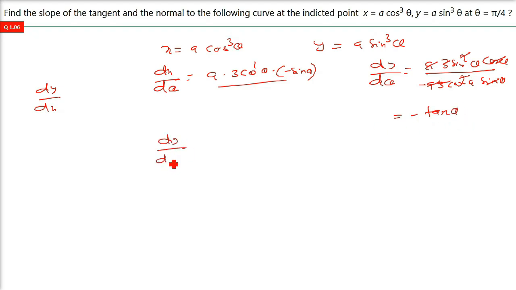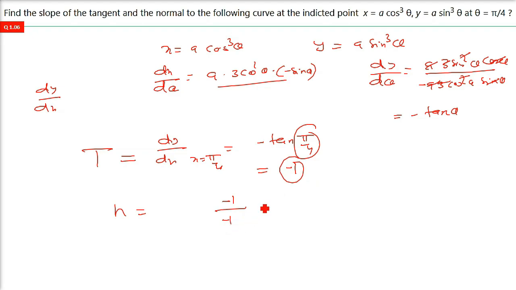So this is dy by dx at theta equals pi by 4. Put minus tan pi by 4. It will be minus tan pi by 4 is 1 only. So it will be negative 1. How about the slope of the tangent we have already computed? How about the normal? Just write minus 1 and whatever result comes, put it in the denominator.